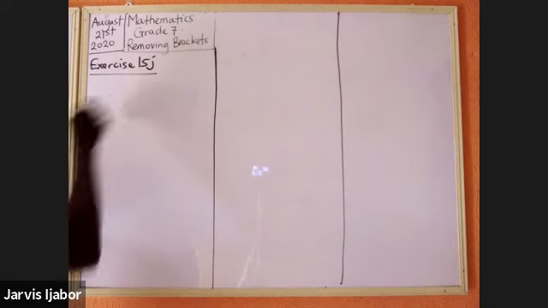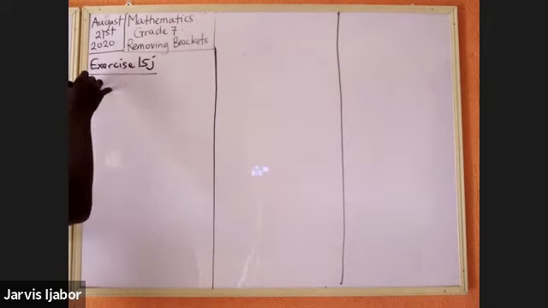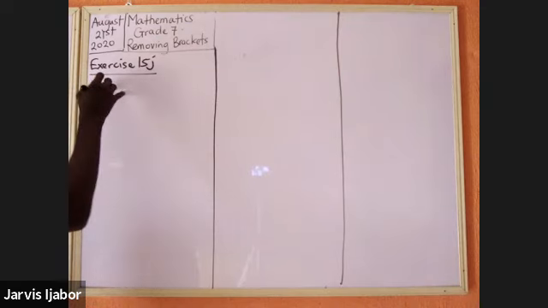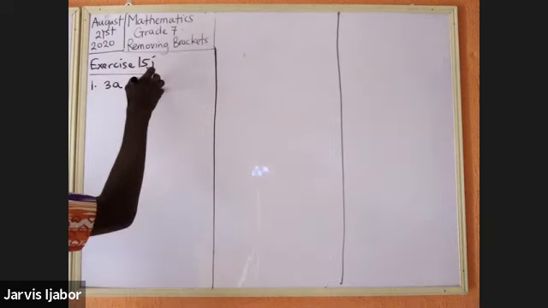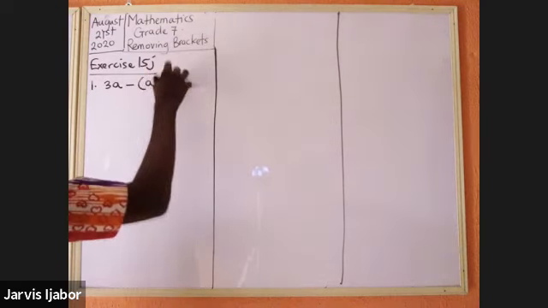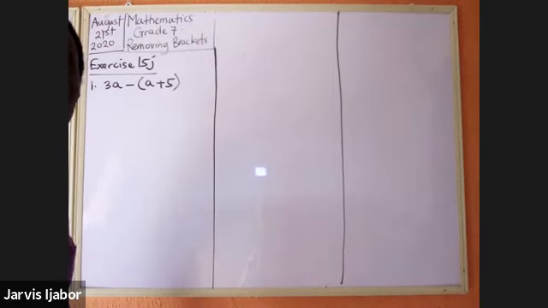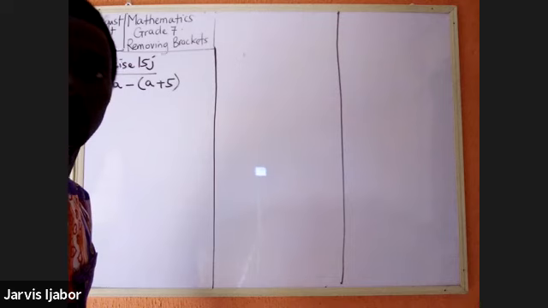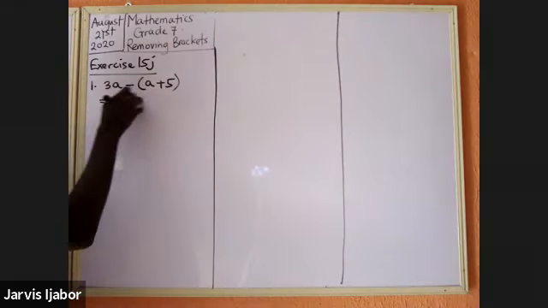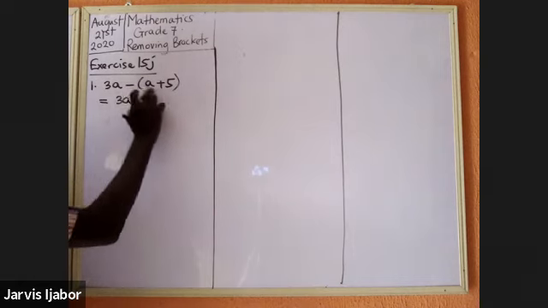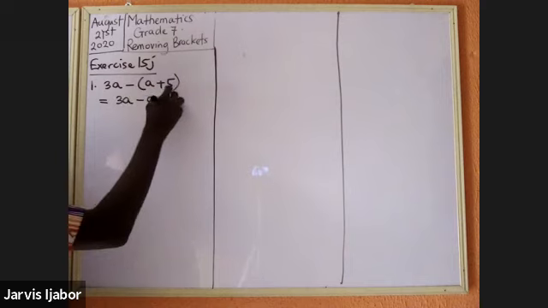Question 15J. Question 1. It says 3A minus bracket open A plus 5. All right, so what would that give you? This will give me 3A. What happened to the content? The negative will change the content. They are both positive, so they must both change to negative.